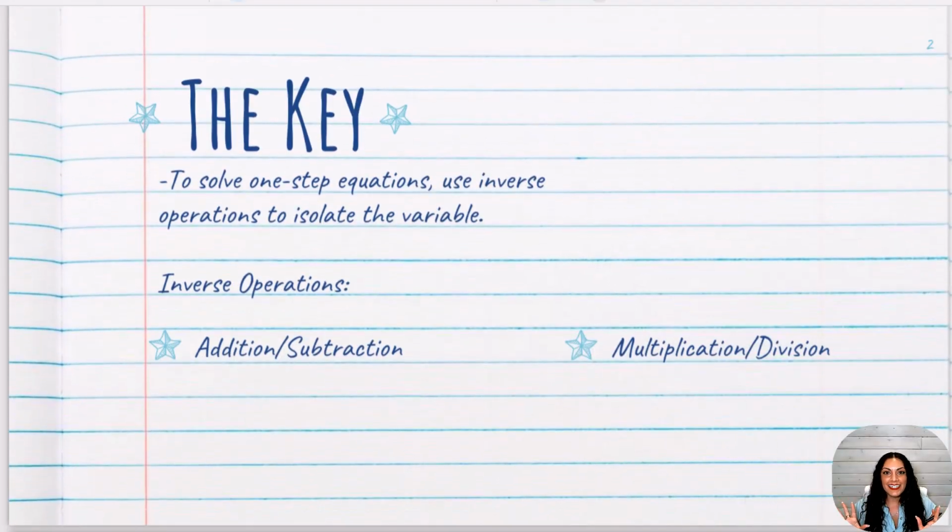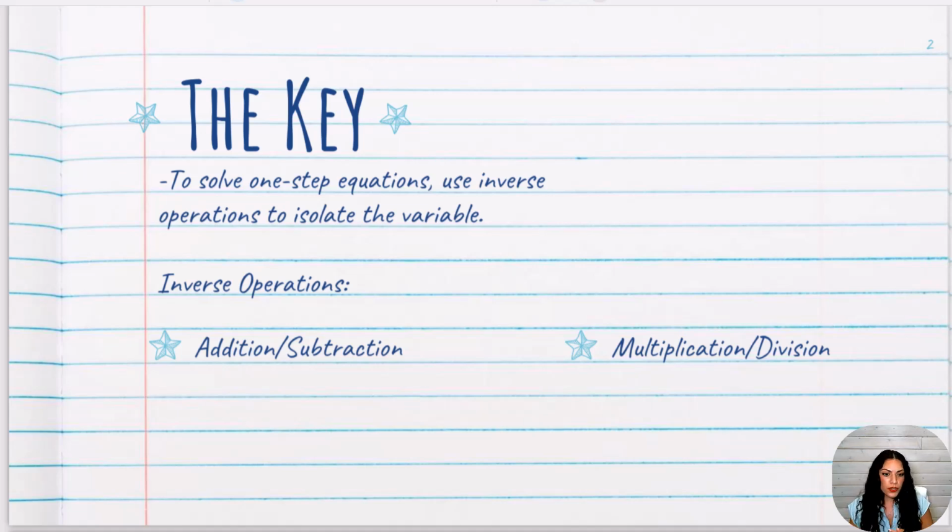The key idea for today's lesson is use inverse operations to isolate that variable. Now, what are our inverse operations? Simple. The inverse operation of adding is subtracting and vice versa. So the inverse operation of subtracting is to add.